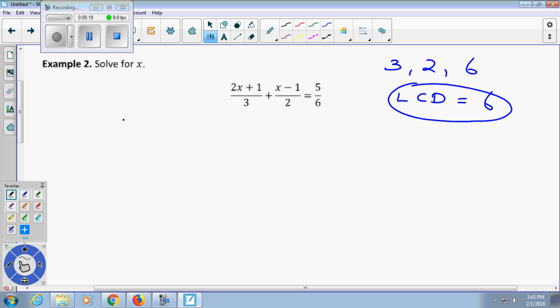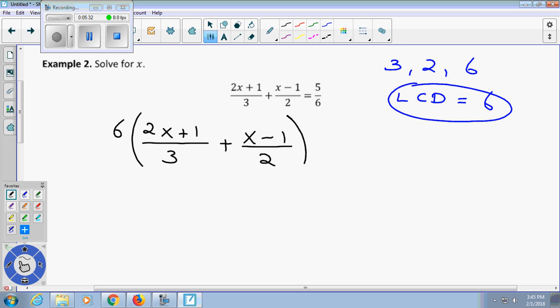It'll look a little messy, but I'll have 6, and I'm going to write the entire left side over again. And whatever I do to the left, I have to make sure I do to the right. I think the right side is going to be quite a bit easier, but that's 6, just to be careful here, I'll write times 5 over 6. I've clearly done the same thing to both sides. The entire left side and right side have both been multiplied by 6.